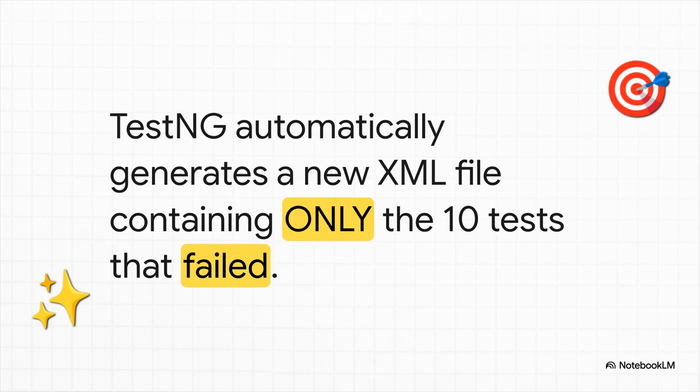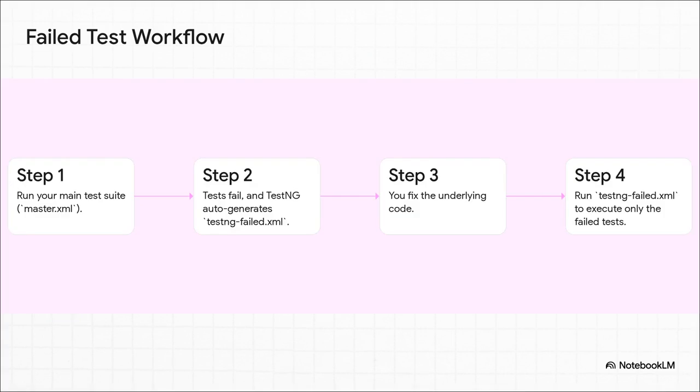But here's the beautiful part. TestNG has this amazing built-in solution for this exact problem. After any test run, it automatically creates a file in your test output folder, and it's called testng-failed.xml. And guess what's in that file? Just a list of only the tests that failed. And the workflow? It's just so simple, it's brilliant. You run your main suite. When some tests fail, you don't panic. You just go fix your code, and then you just run that testng-failed.xml file. It'll execute only what's necessary, letting you verify your fixes in a tiny fraction of the time.